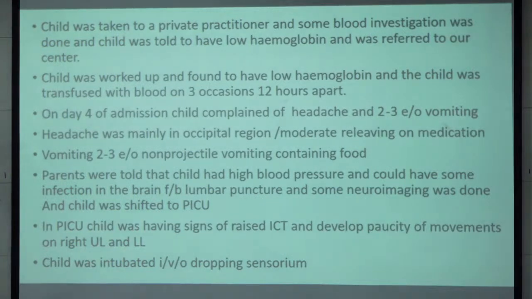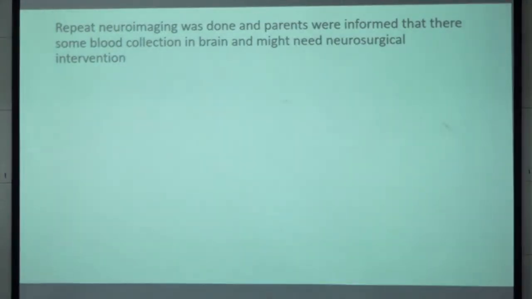The child was shifted to the PICU. In the PICU, the child had signs of raised ICT and developed paucity of movements in the right upper limb and lower limb. The child was intubated in view of dropping sensorium. Repeated neuroimaging was done and parents were informed that there was some blood collection in the brain and the child might need neurosurgical intervention.